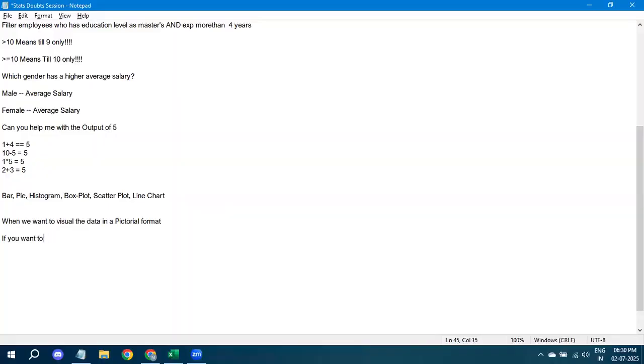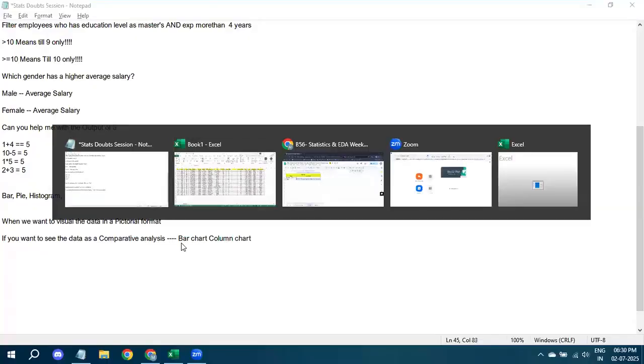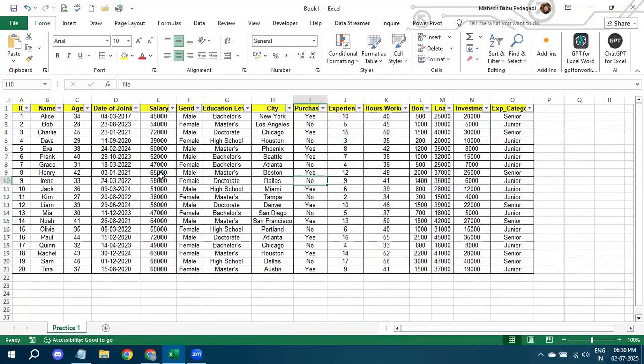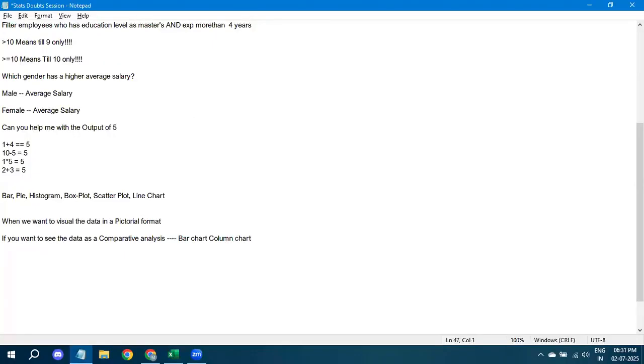If we want to see the data as a comparative analysis, then we go for a bar chart or column chart comparison. Okay, guys, when you want to compare two things, then we go for a bar chart or the column chart. Clear? When do we go for a pie chart?